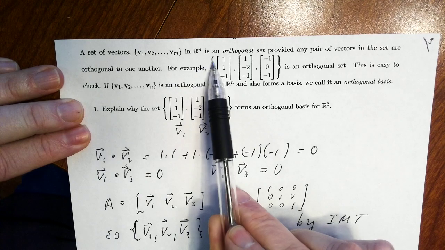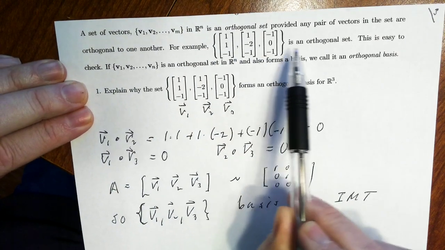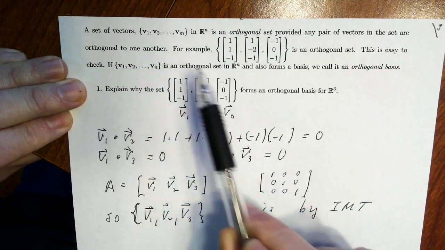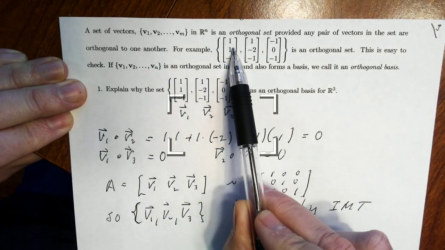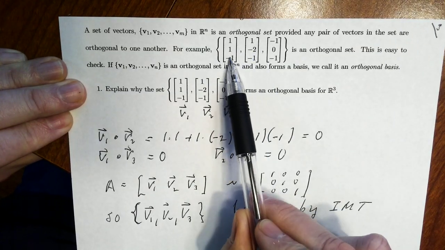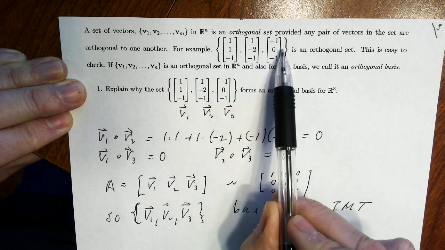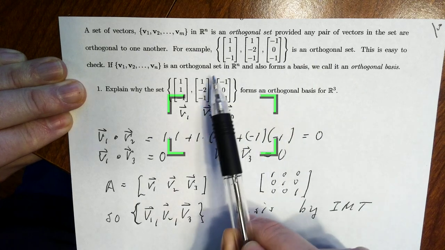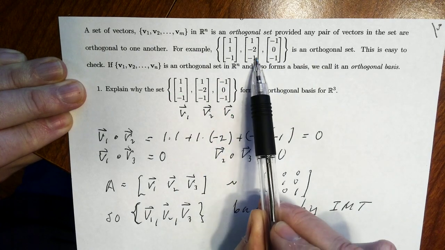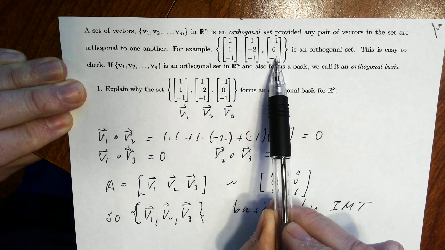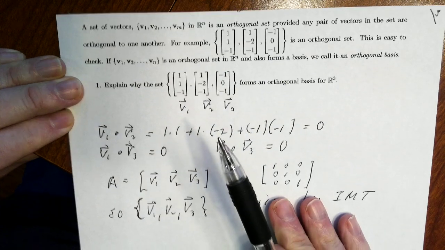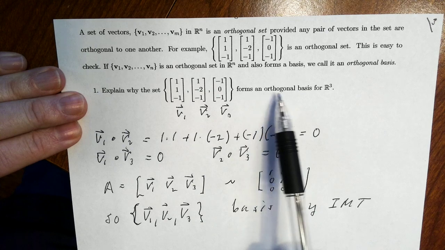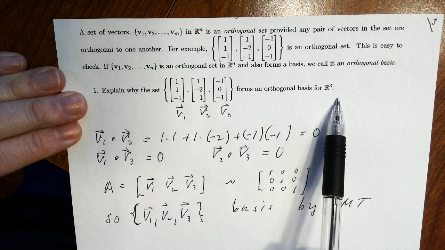A set of vectors in n-space is orthogonal provided any pair of vectors in the set are orthogonal to one another. For example, here's a set of three vectors in 3-space: (1, 1, -1), (1, -2, -1), (-1, 0, 1). This is an orthogonal set of vectors because each pair of vectors here is orthogonal to one another. If the set is an orthogonal set and it's also a basis, we call it an orthogonal basis for R3.